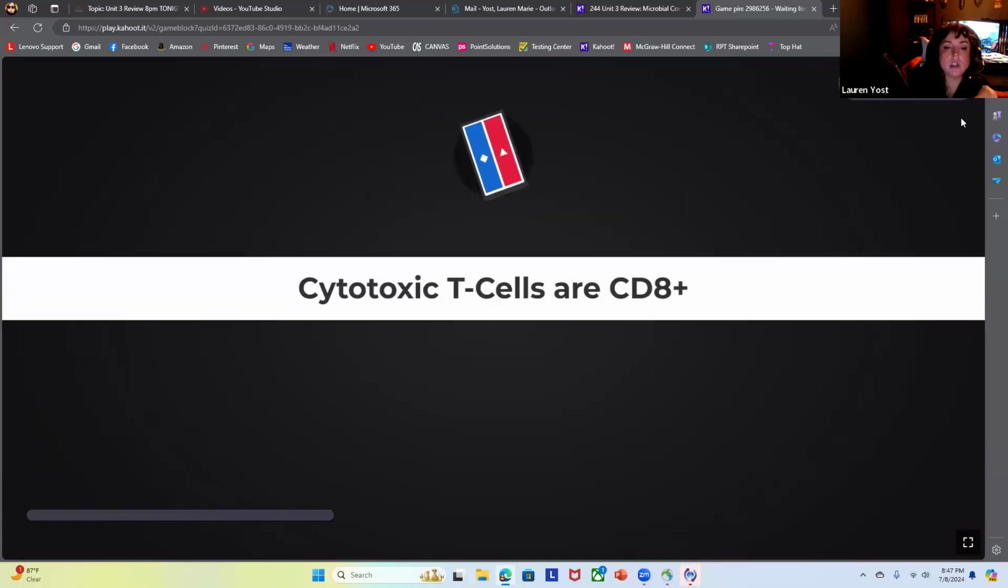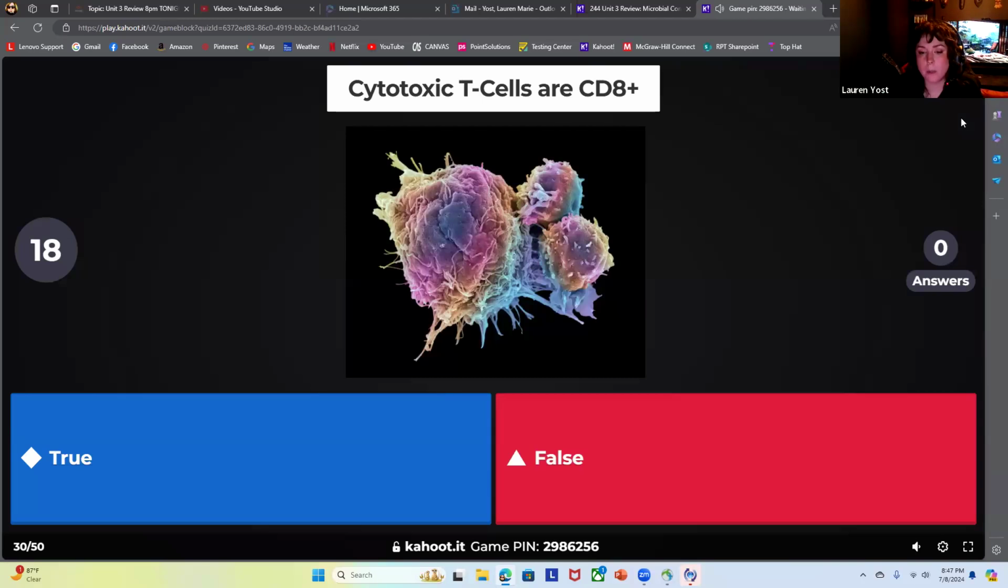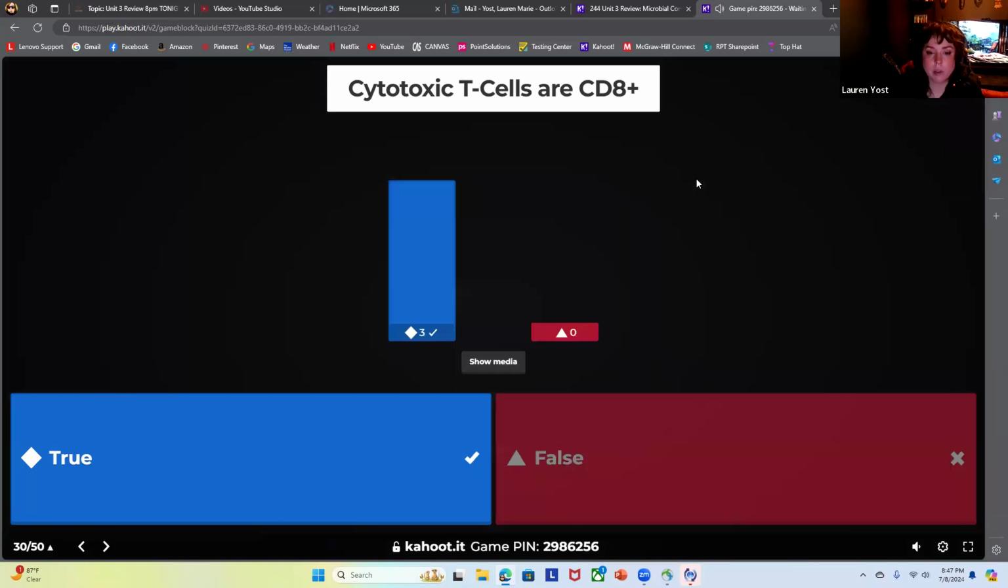All right, true or false? Cytotoxic T cells are CD8 positive. Okay, so this one is true. Good job.